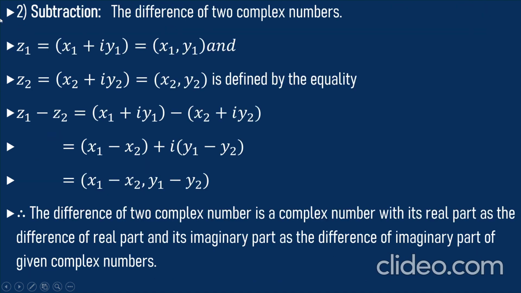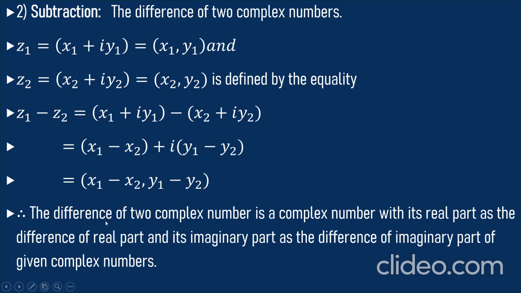Then subtraction. It is nothing but the difference of two complex numbers. Similarly, z1 = x1 + iy1 = (x1, y1), and z2 = x2 + iy2 = (x2, y2), is defined by the equality z1 - z2. Substituting these values of z1 and z2, we get (x1 - x2) + i(y1 - y2) = (x1 - x2, y1 - y2).